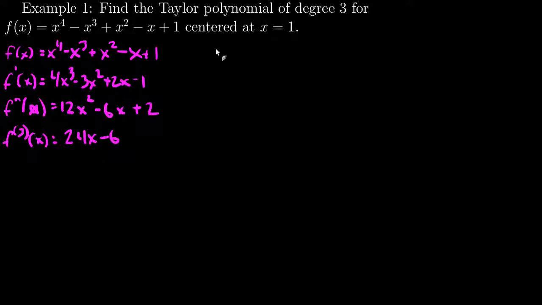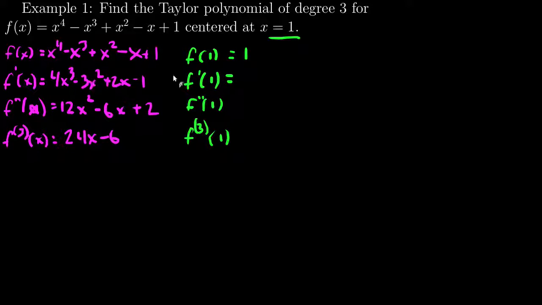Now, from those, I evaluate these at x equals 1. So I need f of 1, f prime of 1, f double prime of 1, and the third derivative of f evaluated at 1. When I put 1 in here, I get 1 minus 1 plus 1 minus 1 plus 1, so that's equal to 1. When I put 1 in here, I get 4 minus 3 plus 2 minus 1, which is 6 minus 4, 2. When I put 1 in here, I get 12 minus 6 is 6, plus 2 is 8. Now I put 1 in here, I get 24 minus 6, which is 18.